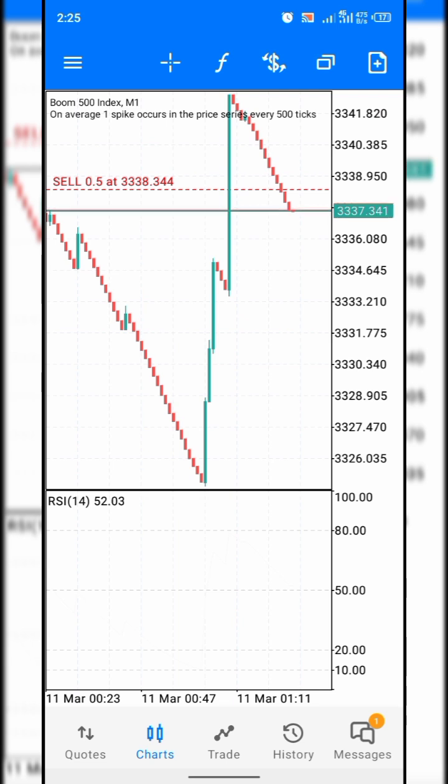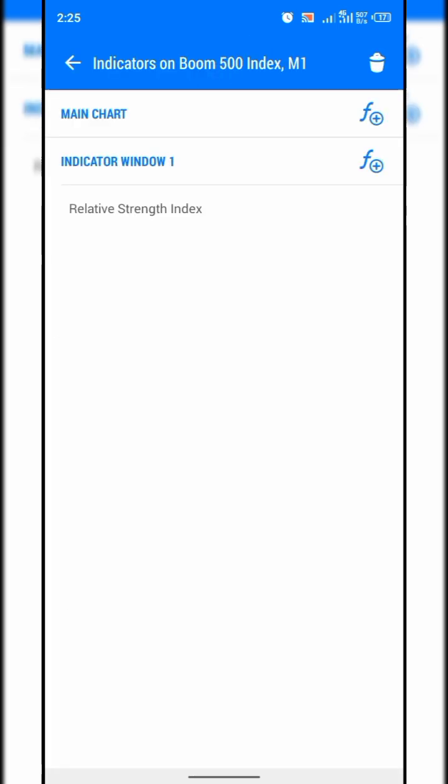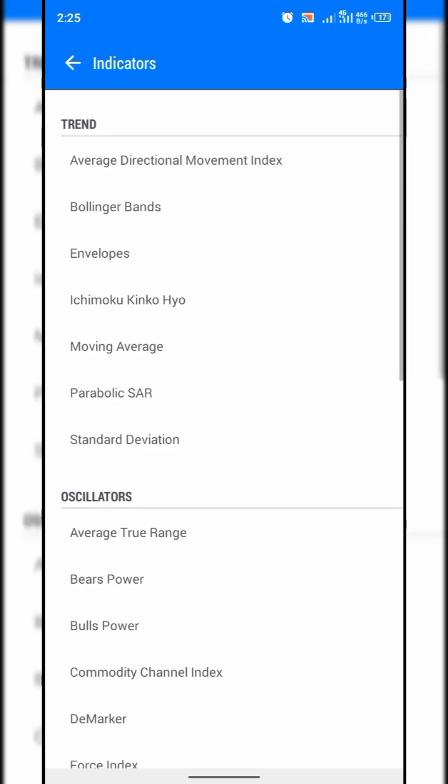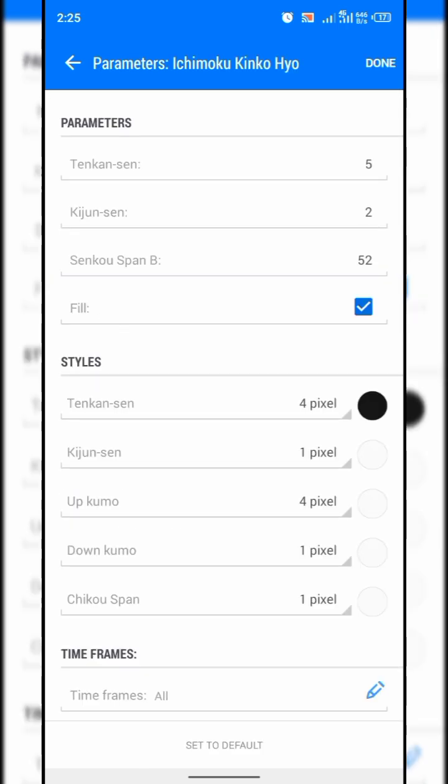Then you go back and click the F button again. Once you go back there, you click on indicator window 1. Then you add the Ichimoku. You have to put Tenkan-sen on 5, Kijun-sen on 2, and Senkou span on 52. Then you press this fill button. You let it be filled.